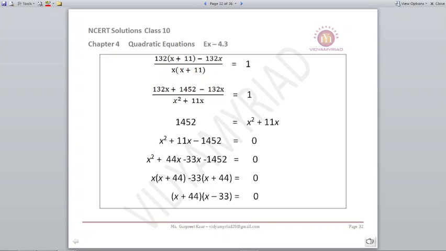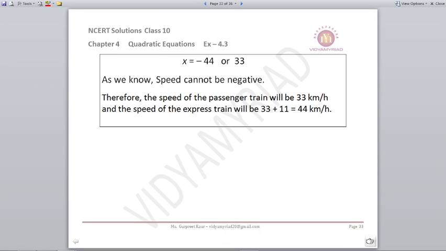You get the factors as x plus 44 and x minus 33, which means that x is minus 44 or 33, and speed cannot be in negative figure. So that means the speed of the passenger train will be taken as 33 and the speed of the express train will be taken as 44.